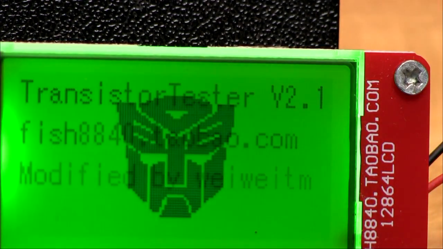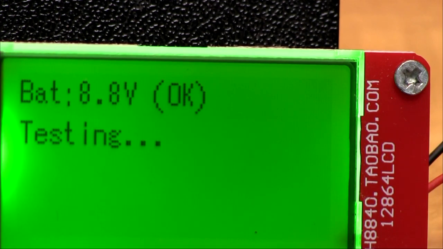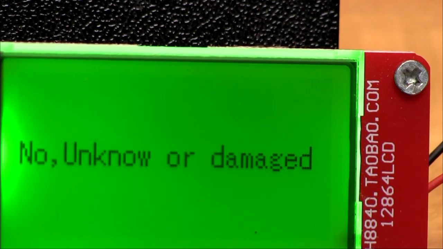Power on. 8.8 volts, the same thing we were getting before. And now we're drawing much less current when the unit is not in use. It's only drawing about a microamp, so we don't have to disconnect the battery.